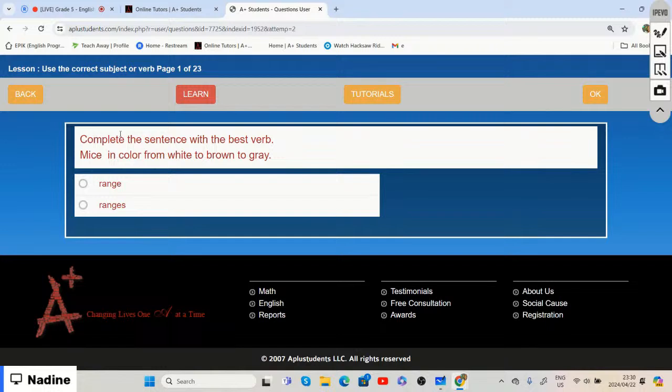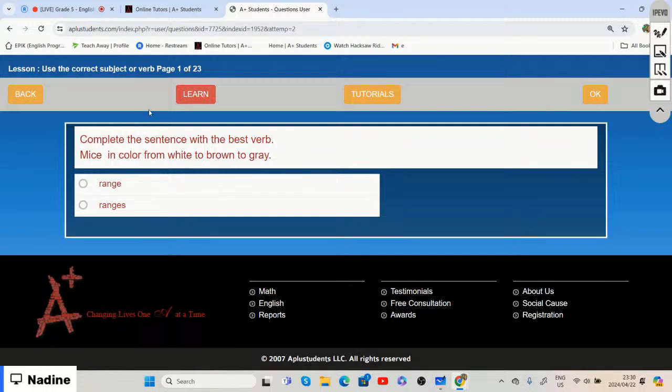All right, we're going to complete the sentence with the best verb, right? Remember, before we start with our test, if our subject is singular, if we refer to one person, animal, place, or thing, our verb ends with an S, ES, or IES. But if we're referring to more than one person, animal, place, or thing, our verb does not end with an S, ES, or IES, right? Just keep that in mind before we start with our test.